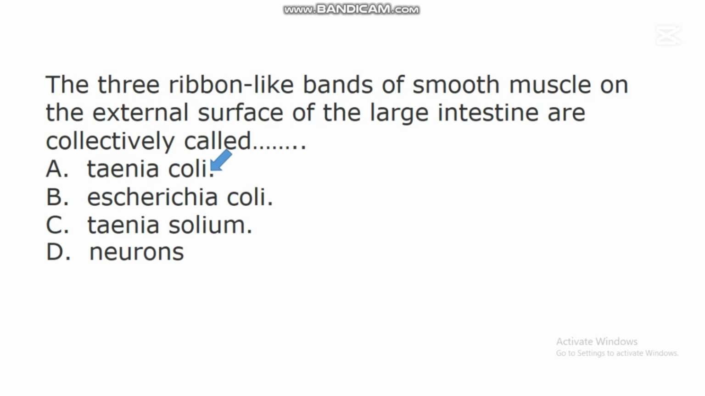There are muscles that are found on the external surface of the large intestine. Studies have shown that these muscles appear like ribbons. They are ribbon-like bands of muscles on the external parts of the large intestine, and these three ribbon-like bands of smooth muscle located on the outer parts of the large intestine are collectively called taenia coli.